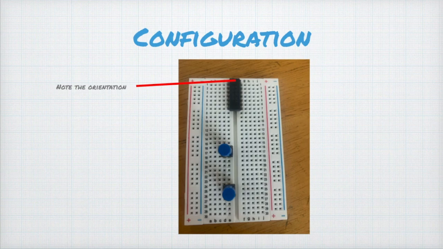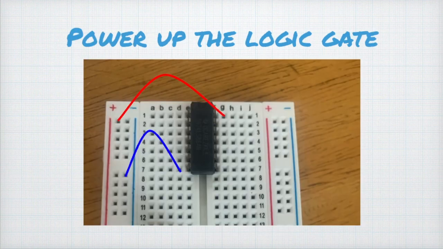We start by placing our buttons and logic gate on our breadboard. Because the pins on our logic gate are not symmetric, we need to pay attention to the orientation of our logic gate. To use our logic gate, we must connect the top right pin to the positive column and the ground to the negative column.